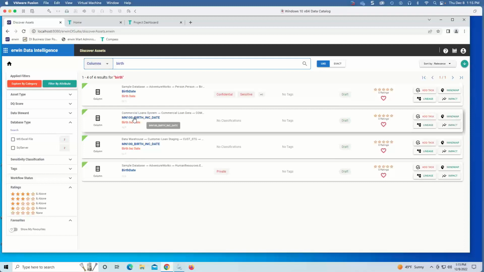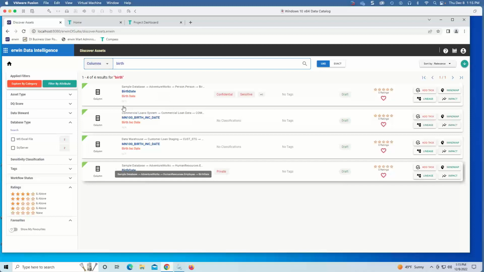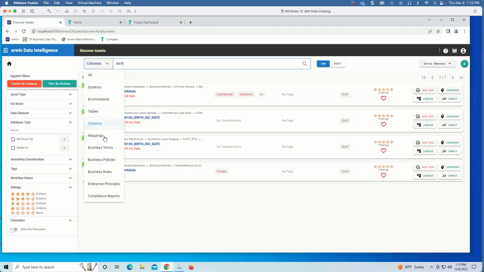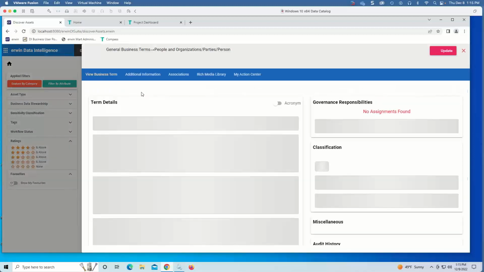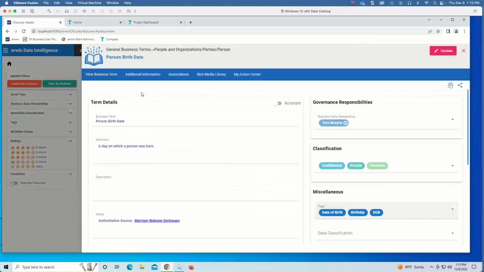This is why it's important to name things so that people can understand what they are. And then later on, we'll talk about defining things so we understand what they mean. But I'm able to go through this information and find the associated details. If I want to change it back to, let's say, business terms, I can see I've got my person birth date, and I can drill into that.